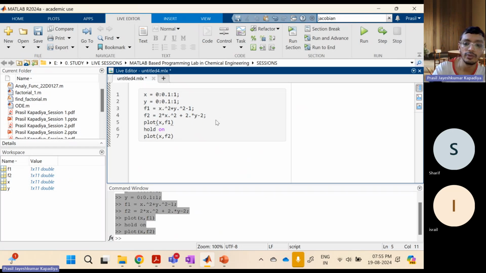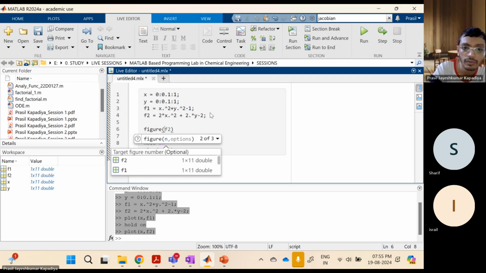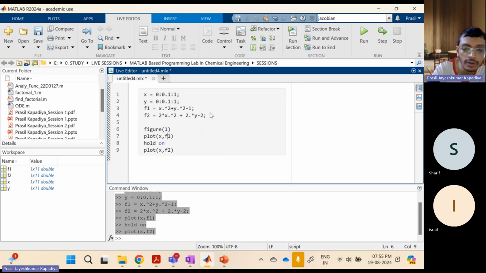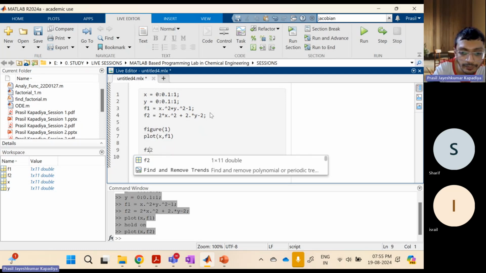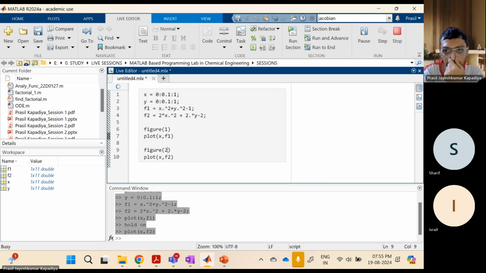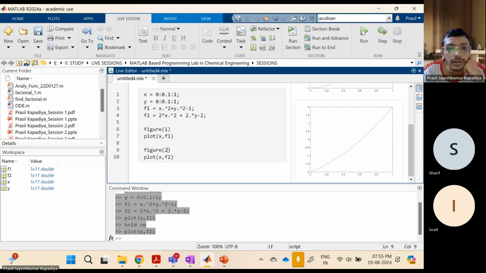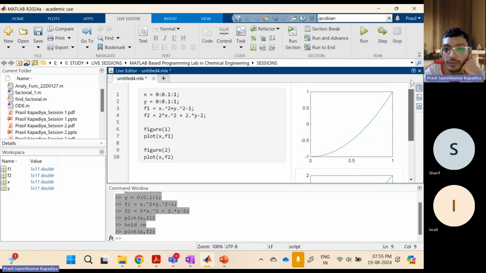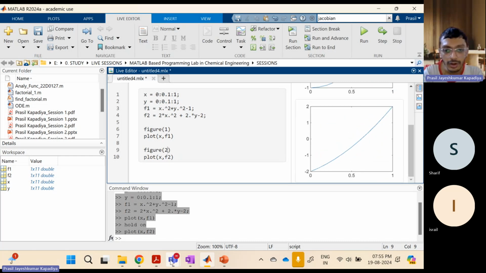Okay, so let's say what I want to do. I want to have two separate figures. So I will write figure one. I won't put hold on command and I will put figure 2. So what will happen? Let's see. So see, two different sets of figures are represented in front of us with two different functions.